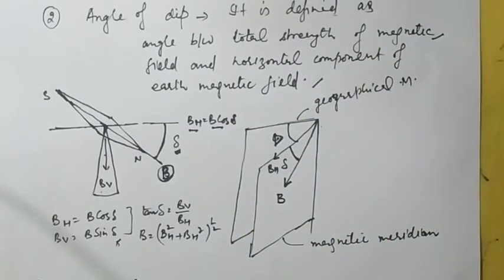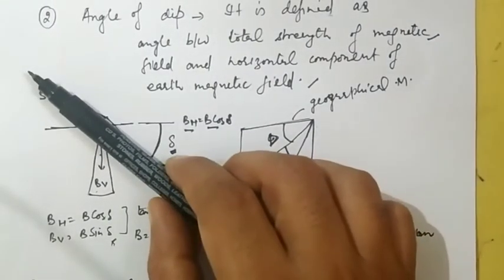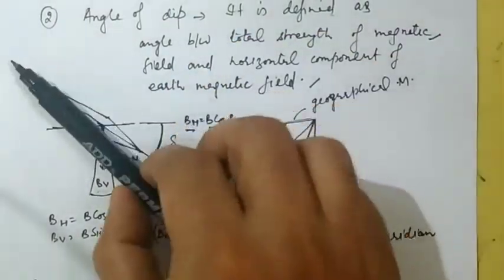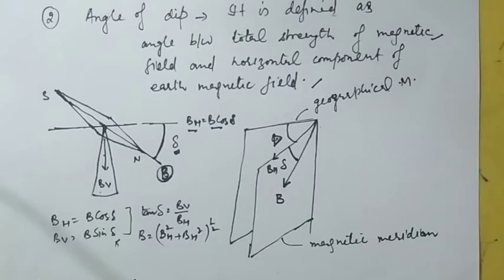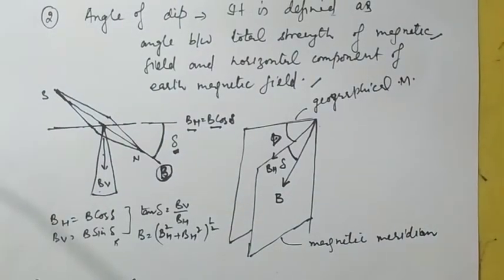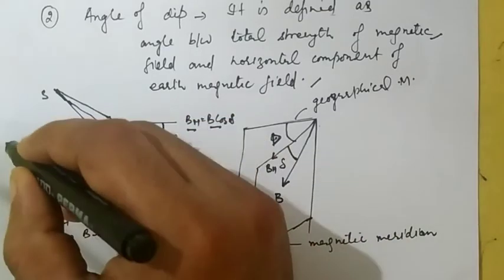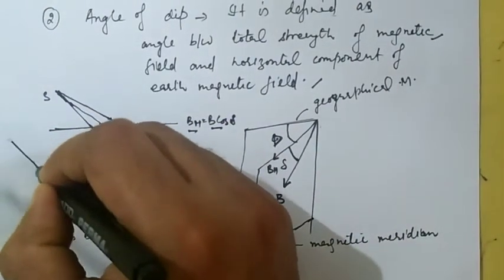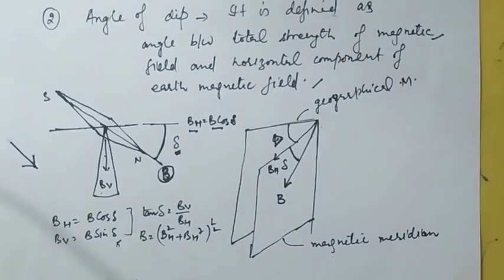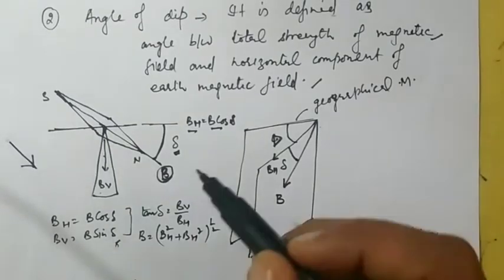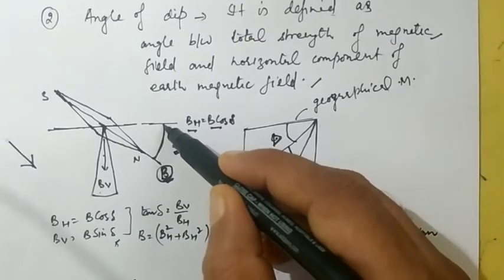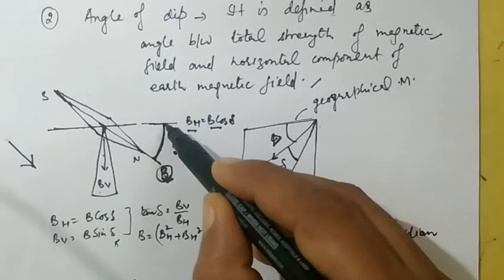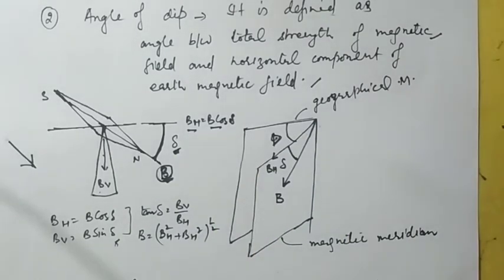So the question is, why is this magnetic needle tilted along this direction instead of horizontal? Because the Earth's magnetic field is along the direction of tilt. This means the Earth's magnetic field here is along this direction. That is why the magnetic needle tries to align along this direction. So this represents the total strength of the magnetic field. The angle by which it gets tilted from the horizontal is known as the angle of dip.